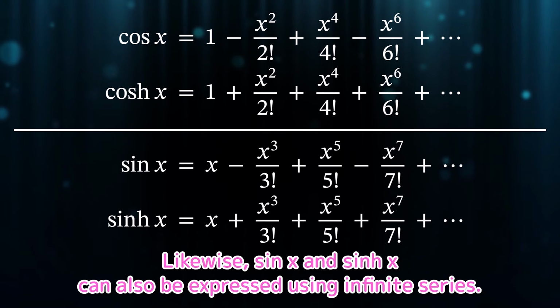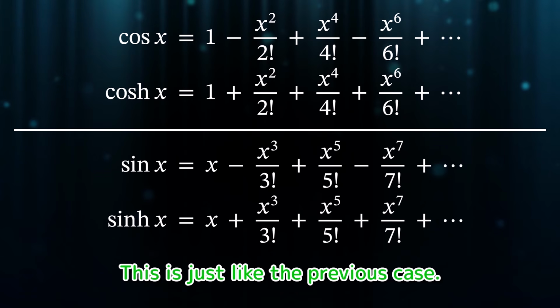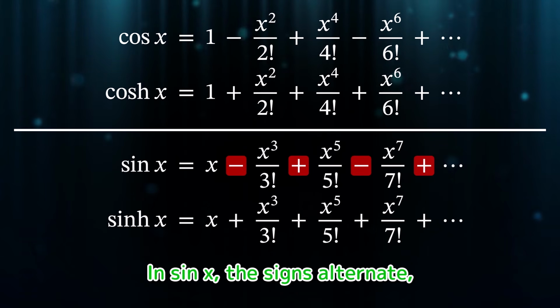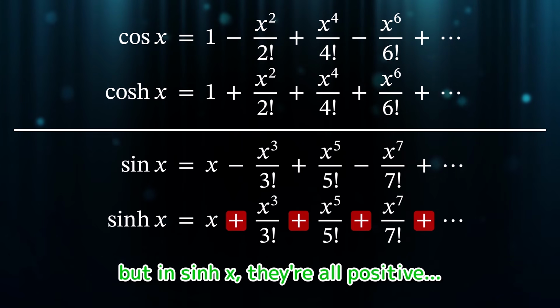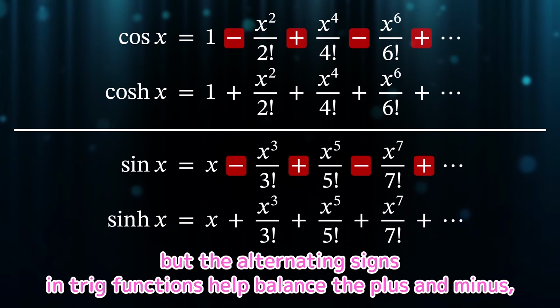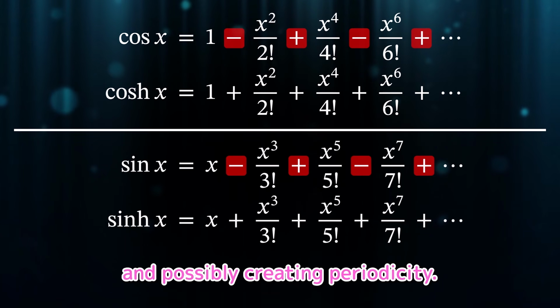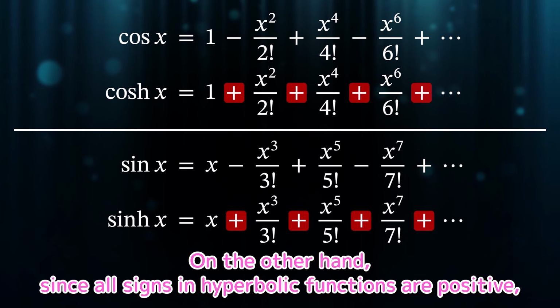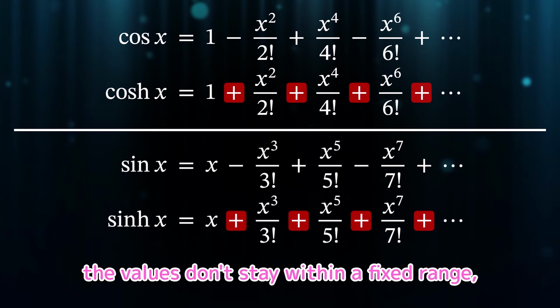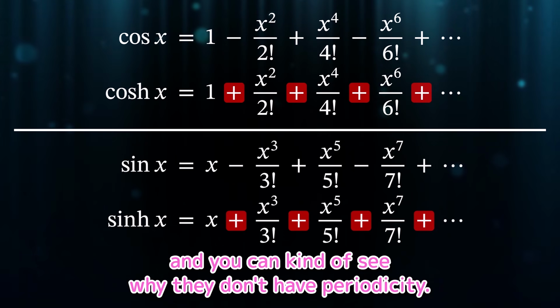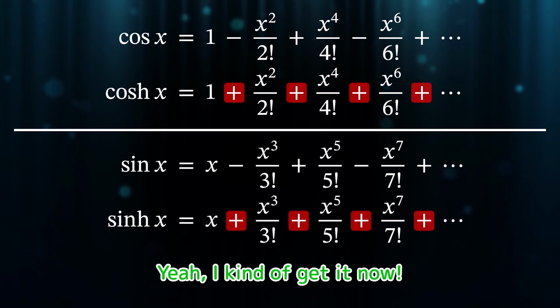Even so, they really do look similar when written this way. Likewise, sine of x and hyperbolic sine of x can also be expressed using infinite series. This is just like the previous case. In sine of x, the signs alternate, but in hyperbolic sine of x, they're all positive. This is a soft interpretation, but the alternating signs in trig functions help balance the plus and minus, keeping the function within a certain range, and possibly creating periodicity. On the other hand, since all signs in hyperbolic functions are positive, the values don't stay within a fixed range, and you can kind of see why they don't have periodicity. Yeah, I kind of get it now.